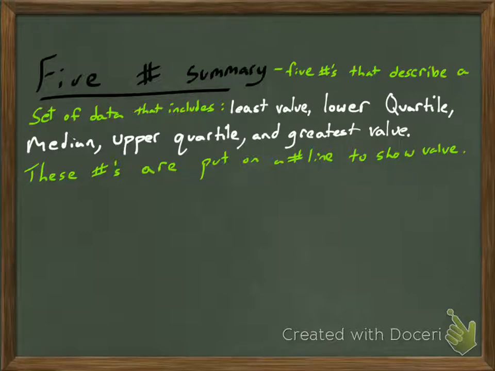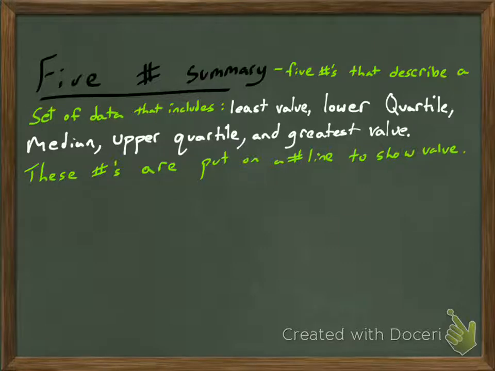the greatest value. Now, 2 of those are ones that you probably have never heard of before, or if you have, you're not real sure about it. So the lower quartile and the upper quartile. Most of you have heard about least value, the median, and the greatest value. So those are usually pretty easy ones.